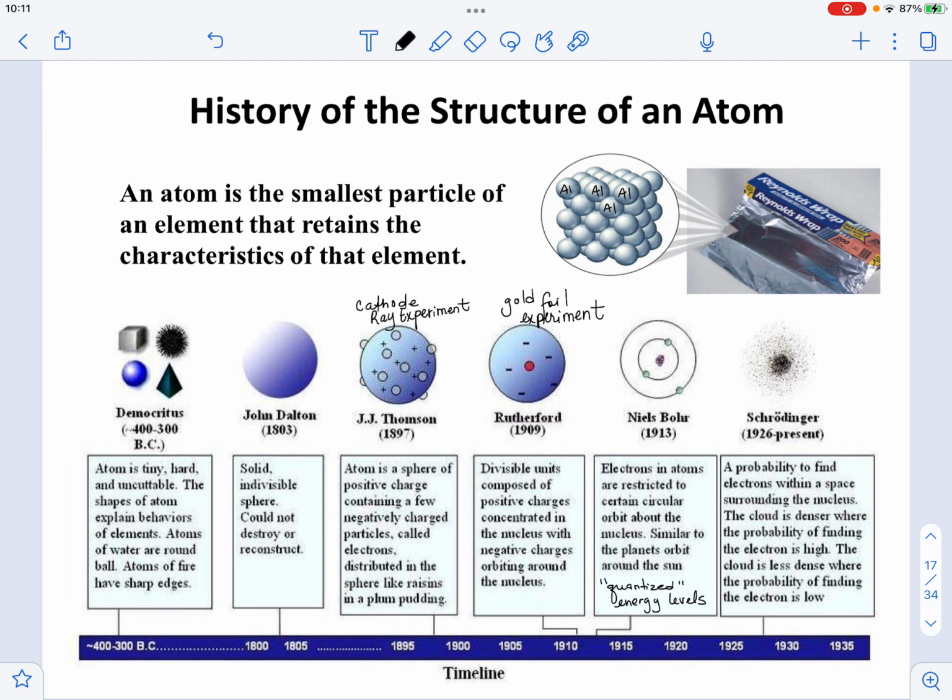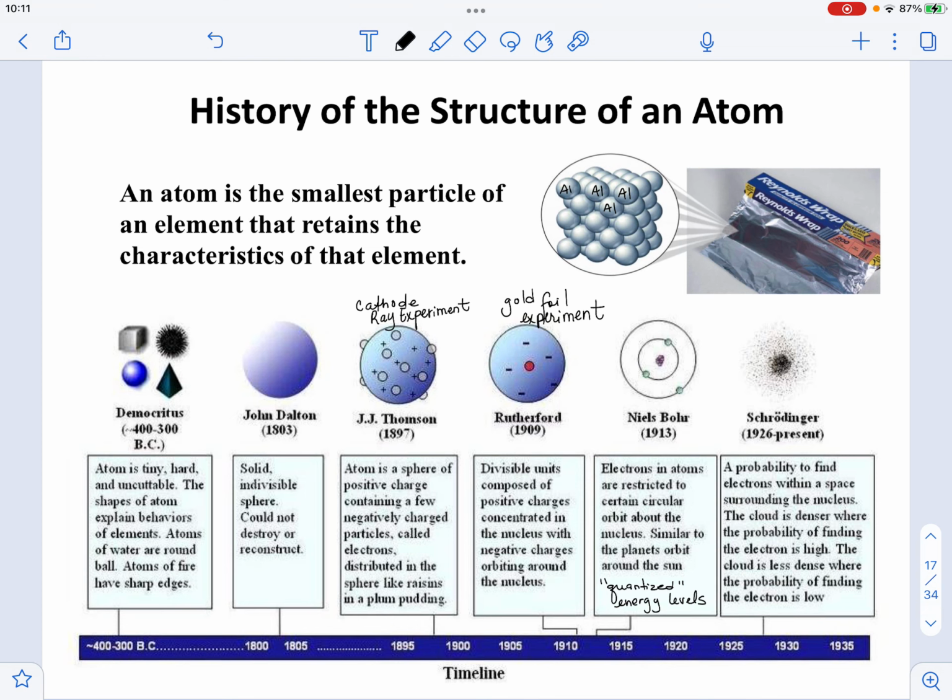By the time that we have the gold foil experiment, we didn't know if the electrons were free floating around the nucleus or if they had specified positions in it. So Niels Bohr in 1913 proposed a theory based on the experiments that he was doing with hydrogen.